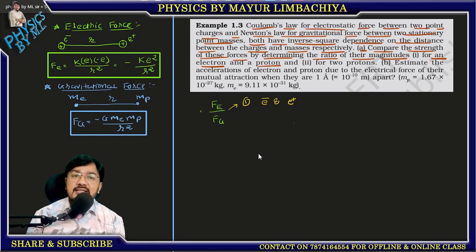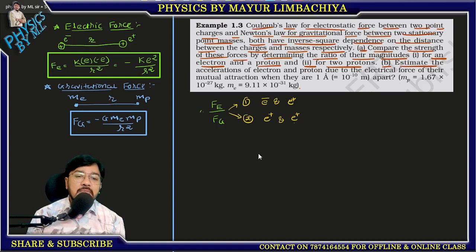Minus e indicates the charge of the electron, and plus e indicates the charge of the proton. And then we have to find out in B2 for two protons. It means in the second case we have to find out the ratio of the magnitudes of the forces for two protons. Fine. Then what else are they saying?